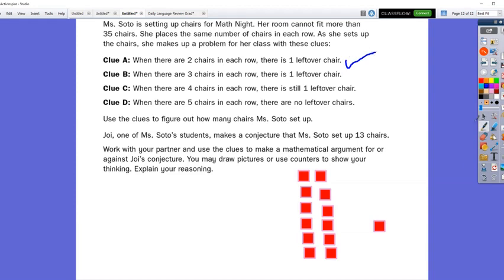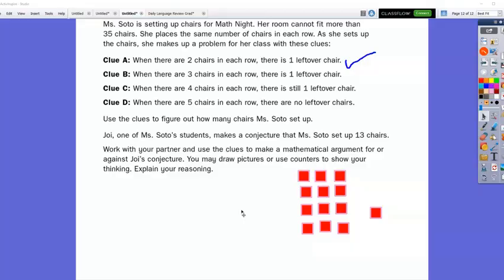Let's go ahead and set up clue number 2. Clue number 2 says when there are 3 chairs in each row, there's 1 left over. So I'm going to go ahead and start putting 3 chairs in each row. Boom, again, when I check Joy's thinking with 3 chairs in each row, 3, 6, 9, 12, there is 1 left over. Joy, you're doing a great job. I am agreeing with you on those 2. Clue A, clue B, working out great.